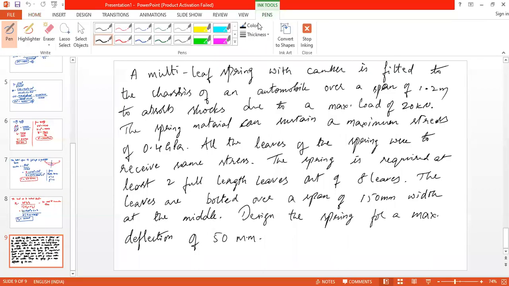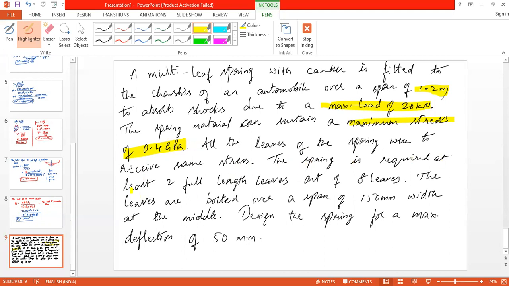A multi-leaf spring where the camber is fitted to the chassis of an automobile over a span of 1.2 meters to absorb shock due to a maximum load of 20 kilonewtons. The spring material can sustain a maximum stress of 0.4 gigapascal, and all the leaves of the spring are to receive the same stress.